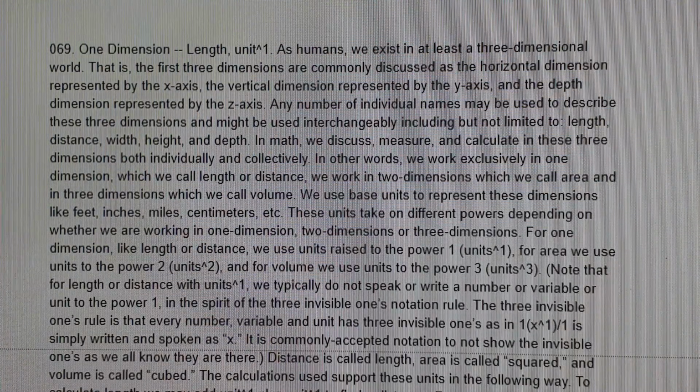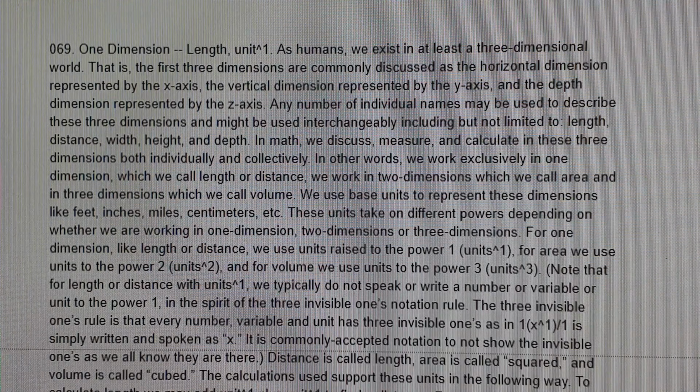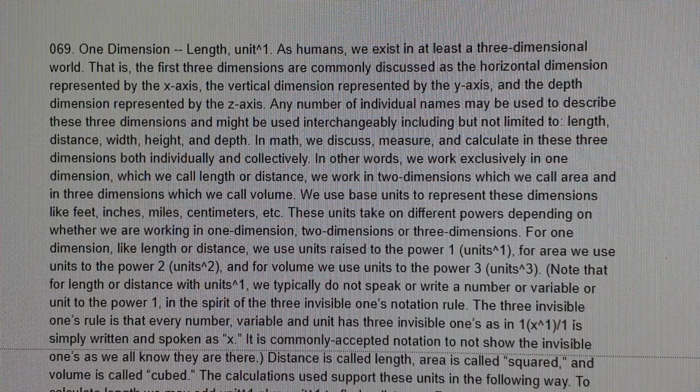One dimension, length, unit to the power 1. As humans, we exist in at least a three-dimensional world. That is, the first three dimensions are commonly discussed as the horizontal dimension, represented by the x-axis, the vertical dimension represented by the y-axis, and the depth dimension represented by the z-axis.